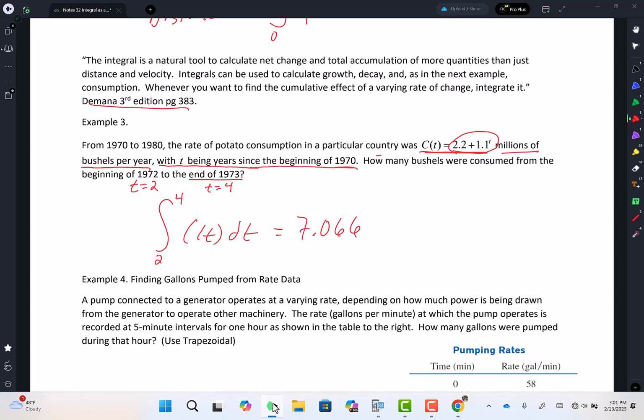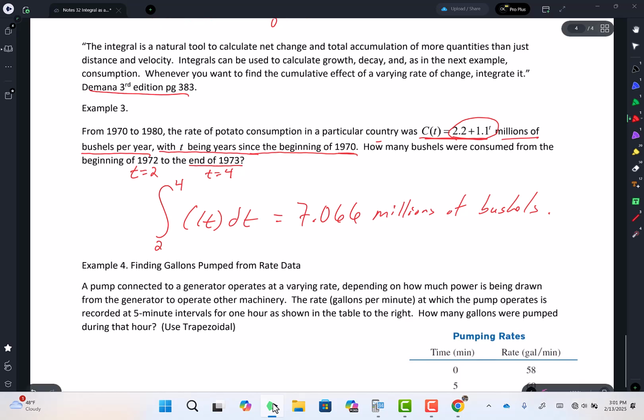Just bushels or millions of bushels? Millions. Am I saying it wrong? Millions of bushels. That's how much was consumed. So hopefully you're seeing how this can be used.